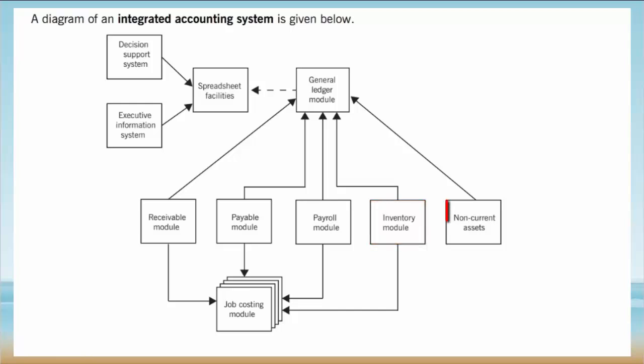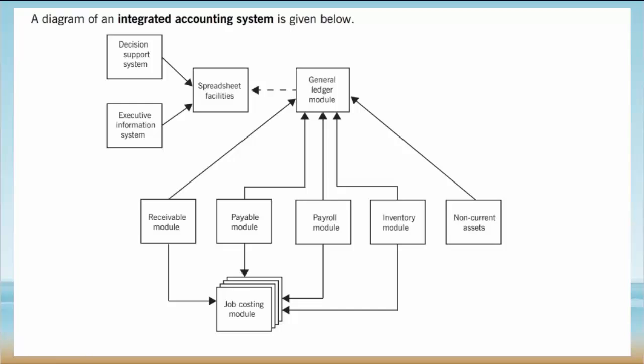On the far right sits the non-current assets module, often called the fixed asset register. It stores the lifetime story of each long-term asset: the purchase date, cost, useful life, depreciation method, improvements, and disposal details. At month end, this register calculates depreciation and pushes the required entries to the general ledger, debiting depreciation expense and crediting accumulated depreciation, so both profit and asset values are up to date. When an asset is bought or sold, the register posts the acquisition or disposal entries to the general ledger and keeps a clear audit trail of the transaction.